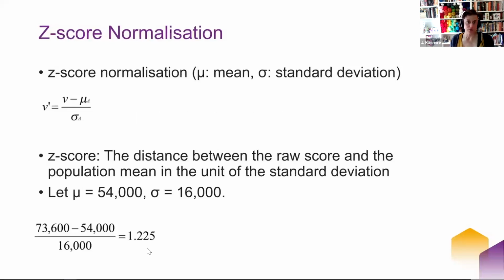Likewise, Z-score normalization. So we want to find the mean and the standard deviation, and we want to look at values in relation to a unit of standard deviation. This is another very common statistical normalization function. Probably familiar with it. If not, we can talk afterwards.